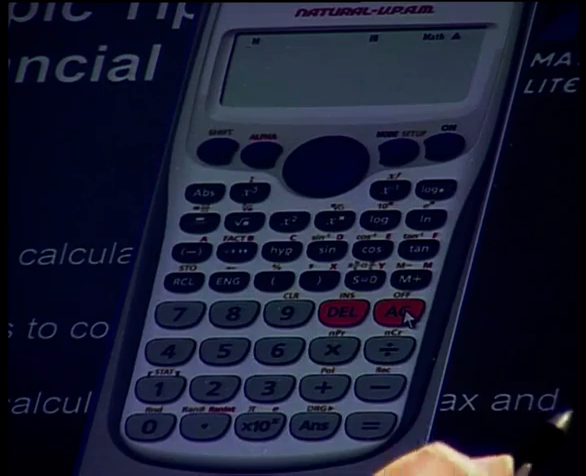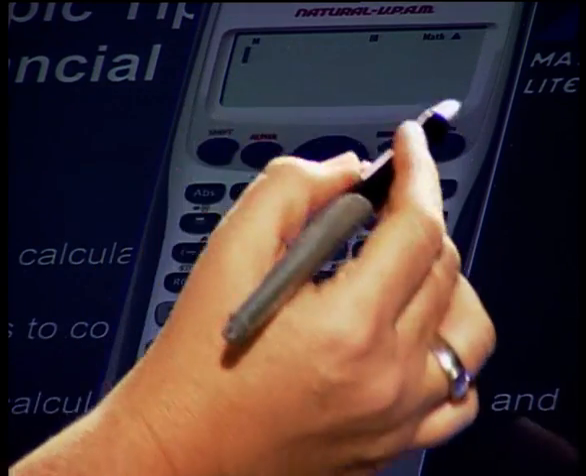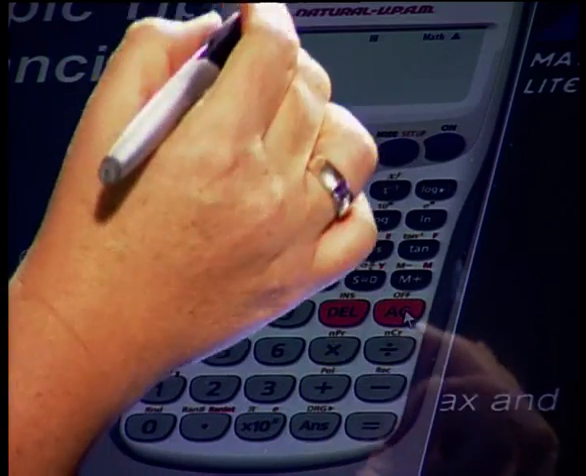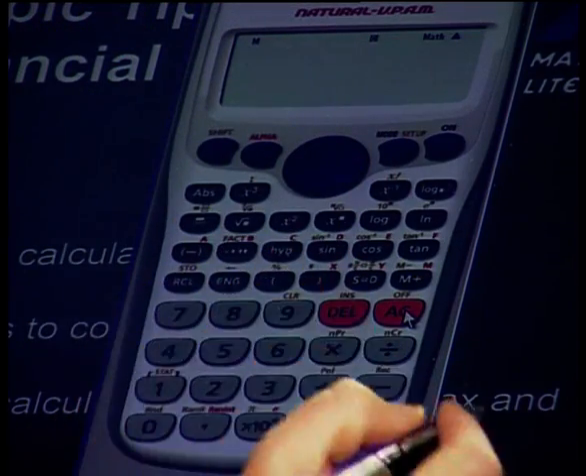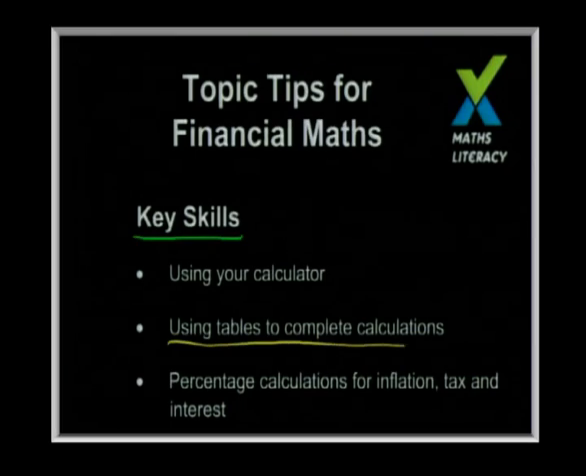Another key thing to remember about using a calculator and money is that you need to add on the 2 decimal places. So if my answer, for example, is 0.5, you need to remember that that's actually 50 cents, so it needs to be 0.50. Using tables to complete calculations. This is where you would be actually using your table to help you to figure out what the next answer is. So look very carefully and look for patterns and look for trends in the information.